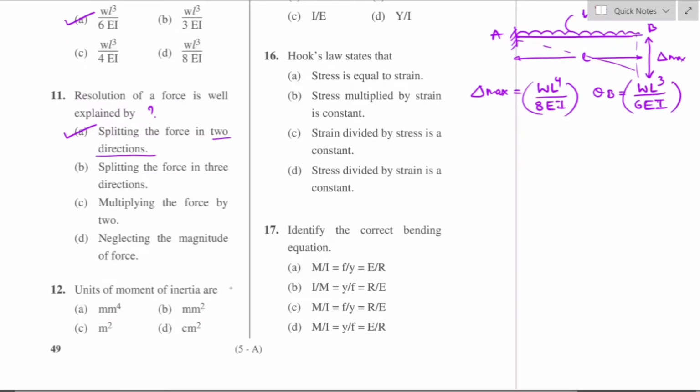Question number 12. Units of moment of inertia is: area moment of inertia is usually calculated in terms of millimeter to the power of 4. The moment of inertia is mostly specified based on the distribution of mass in the body with respect to the axis of rotation. So the unit of moment of inertia will be mm to the power of 4. Option A is the right answer.